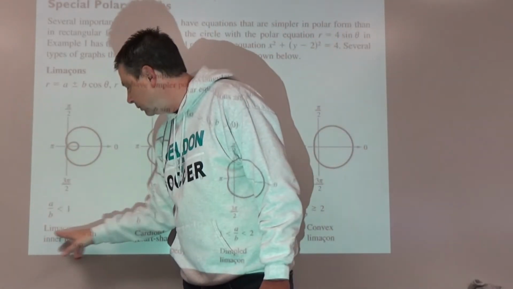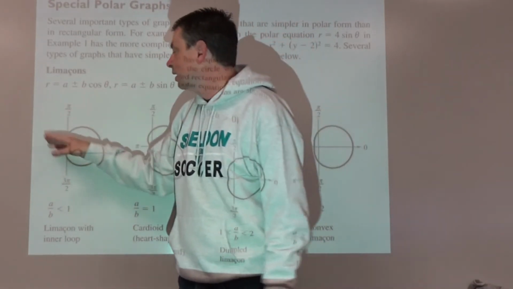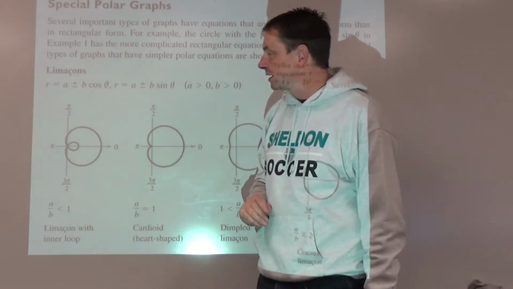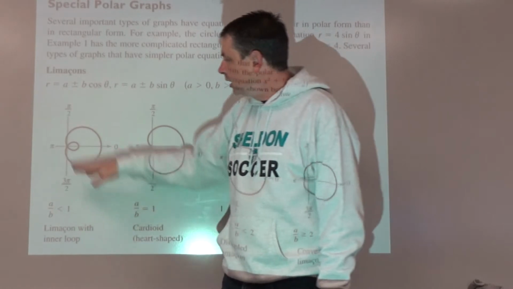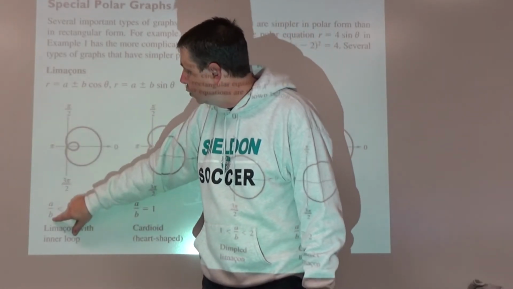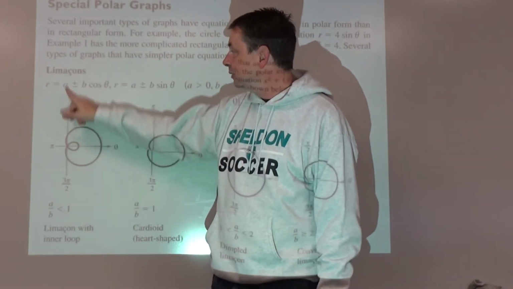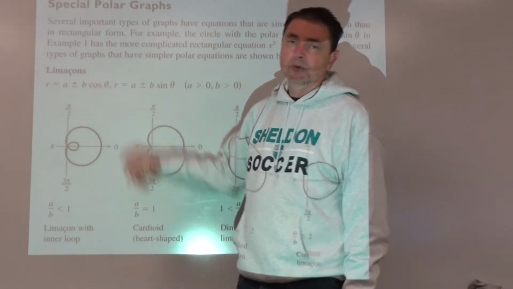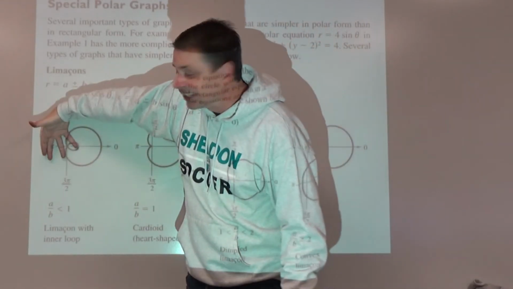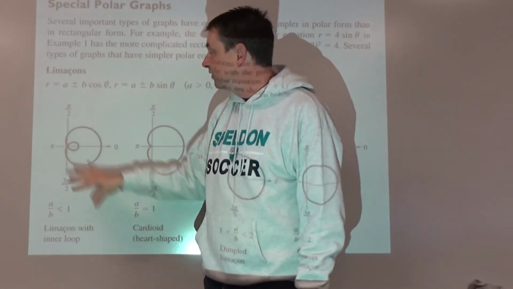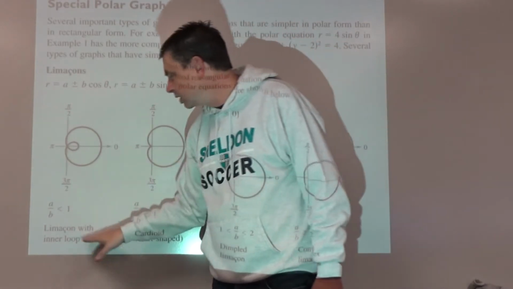And we have limacons with inner loops, so it looks like this. This is the cosine variety where we're symmetric about the x-axis in terms of our regular rectangular coordinates. So this is a cosine graph, and it's one in which the ratio of a to b is less than 1. So maybe it's 2 plus 3 cosine theta. If it was 2 minus, it generally is flipped across that way. If it's sine, it's going to be going up the y-axis. That's a limacon with an inner loop.